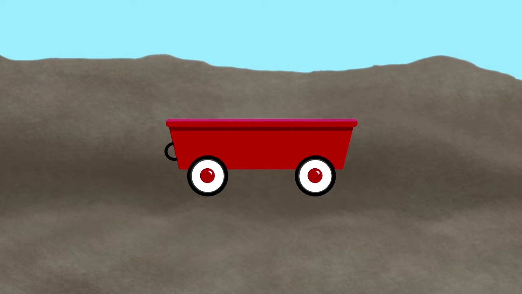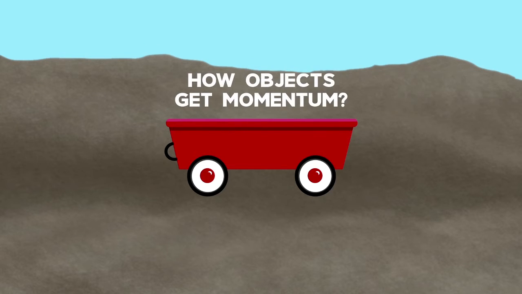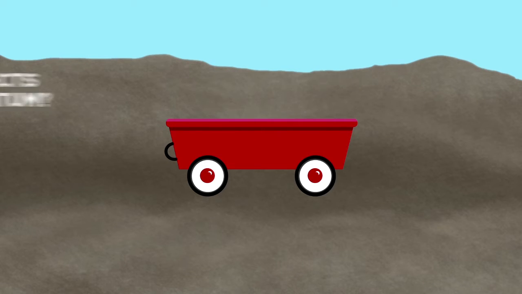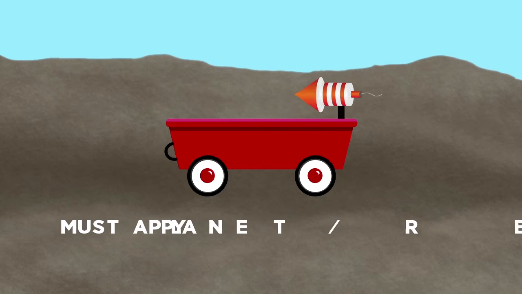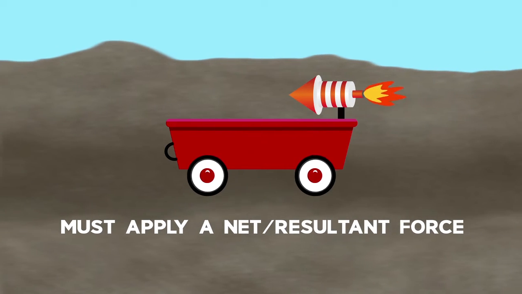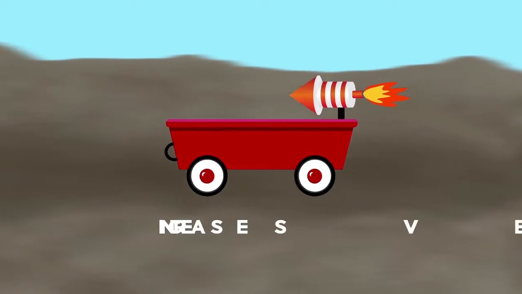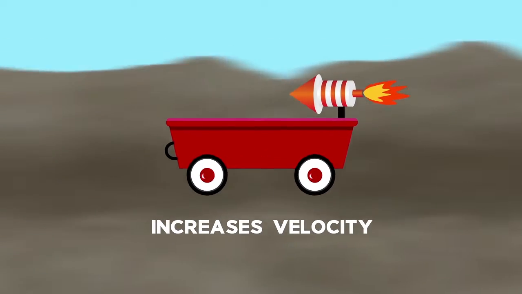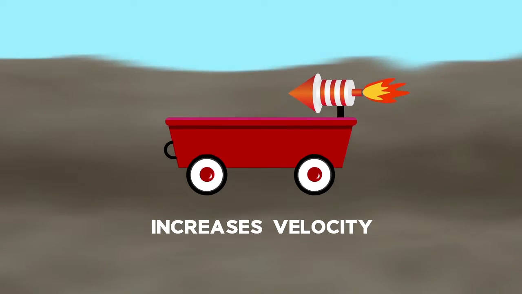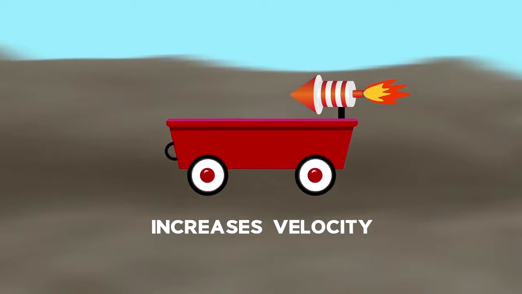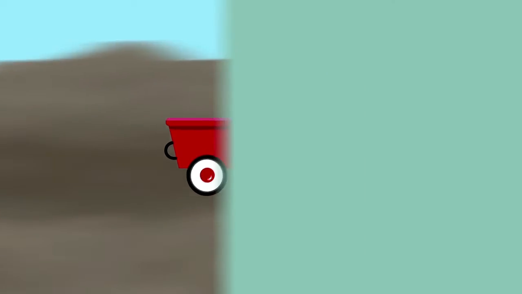Now, something of great importance is how objects get momentum. To make something move, according to Newton, you must apply a net or resultant force to the mass. The object will accelerate and begin to increase in velocity. How much velocity is added to the object depends on how long the object is pushed by the force. So, now we have a relationship between the force, time, mass, and velocity.